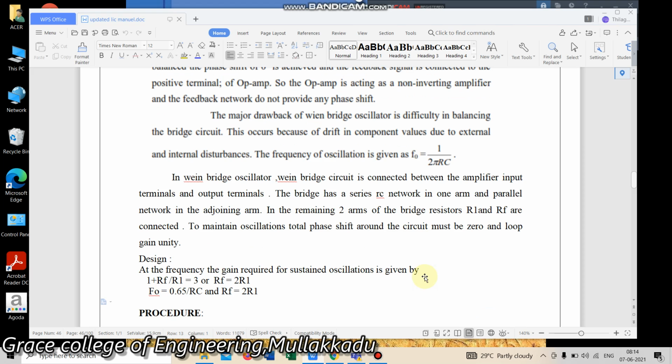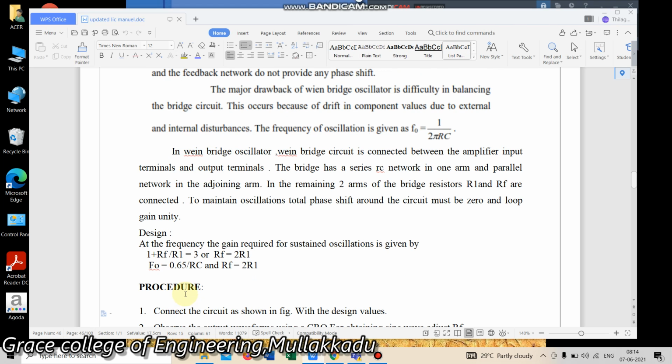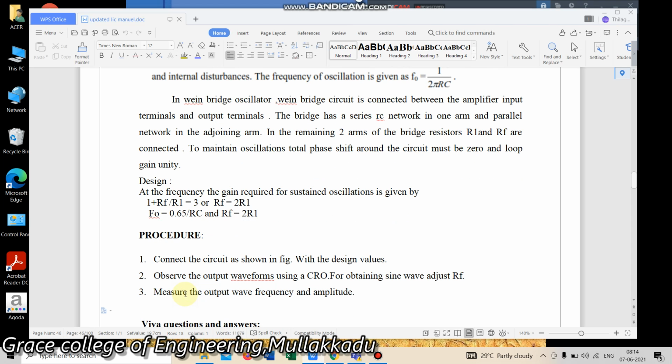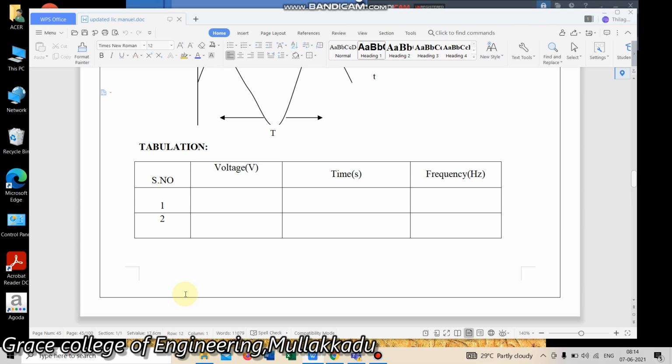The design procedure is, here we have to use the formula f0 is equal to 1 by 2 pi RC, which is 0.159 divided by RC. We are going to take the value of C and obtain the value of R, and we have to calculate the value of R1 as well as RF. Using these values, we are going to draw the Wein bridge oscillator circuit diagram, and we are going to simulate it in the Multisim software.